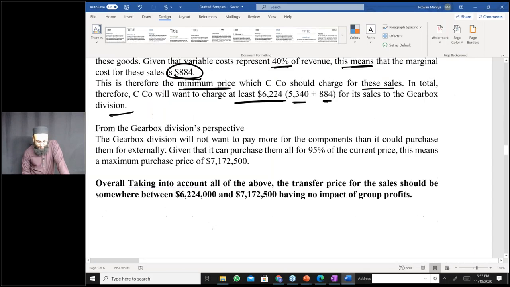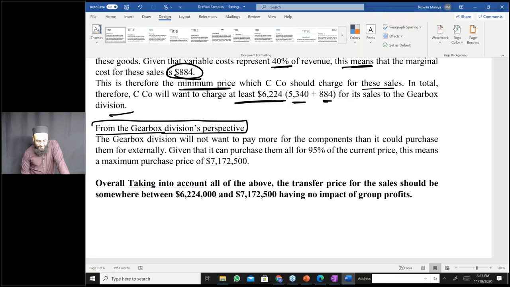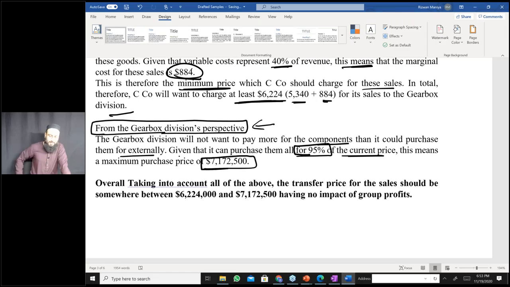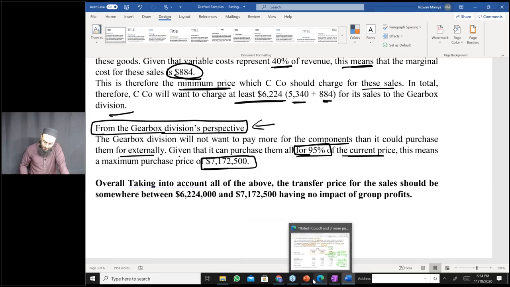Another paragraph, with a subheading. Section C. The examiner's tip was to use subheadings. The gearbox division will not want to pay more for the components than it could purchase them externally, given that it can purchase them all for 95% of the current price. This means the maximum purchase price will be 7172.5. Okay, my friends, done, dusted.